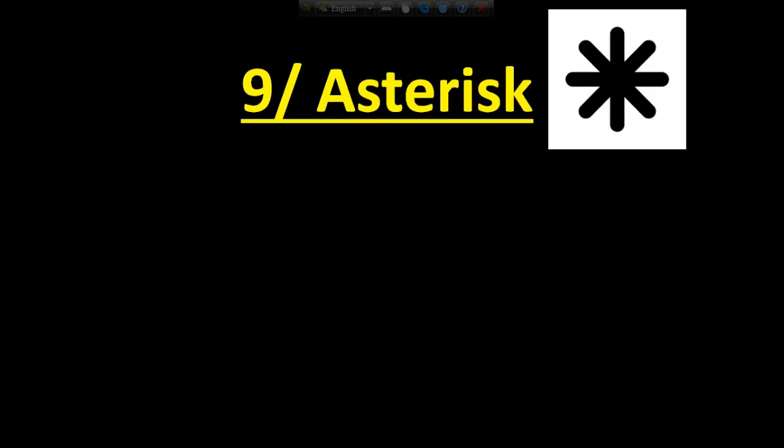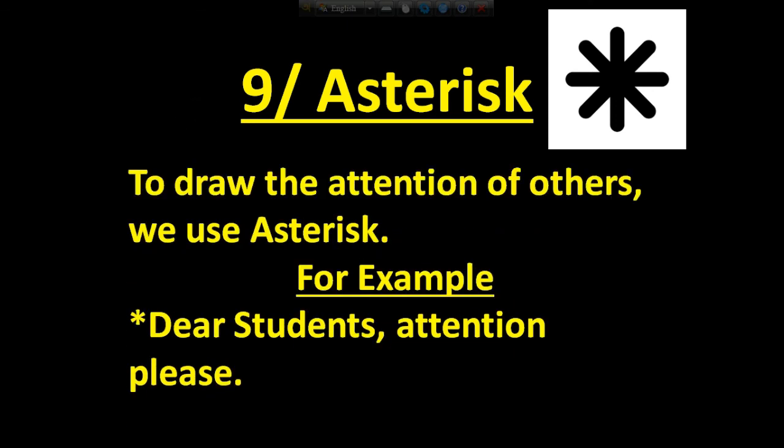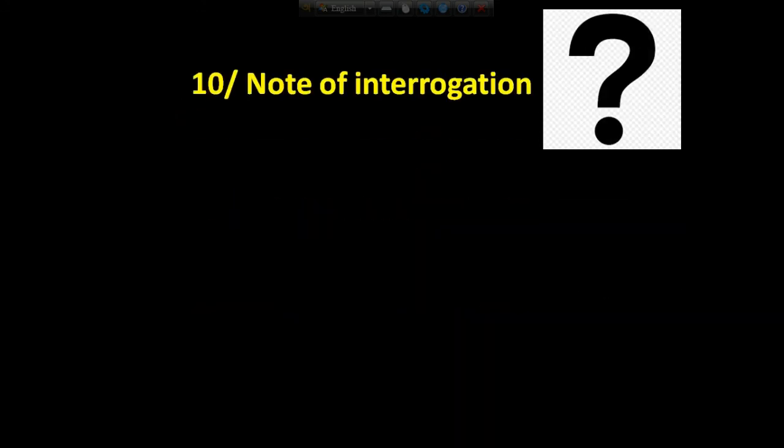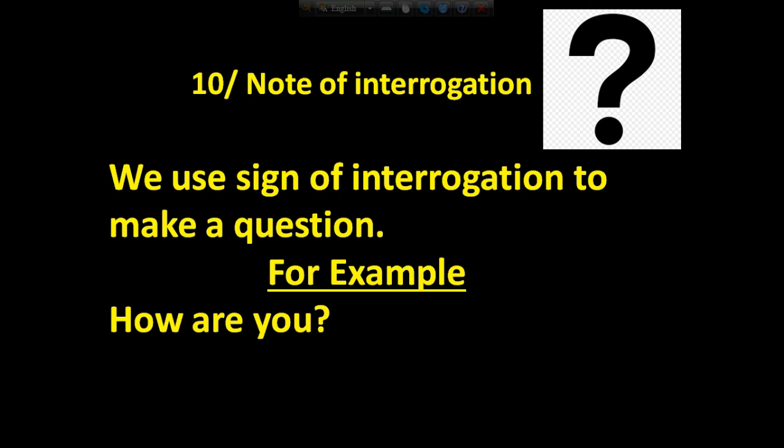Now the asterisk. Okay, it is also an important punctuation mark for you. To draw the attention of others, we use an asterisk. For example, "Dear students, attention please." That means I have used an asterisk at the beginning of the sentence. If you want to draw others' attention, then you have to use an asterisk. Then number 10, note of interrogation, one of the common items of punctuation. We use the sign of interrogation to make a complete question. It is very easy. For example, "How are you?" When we make any question, we have to use this sign.